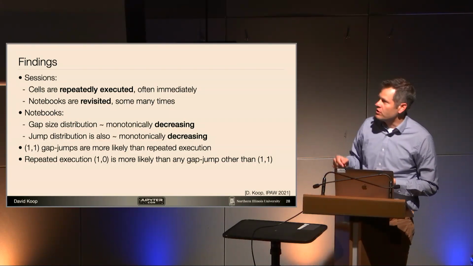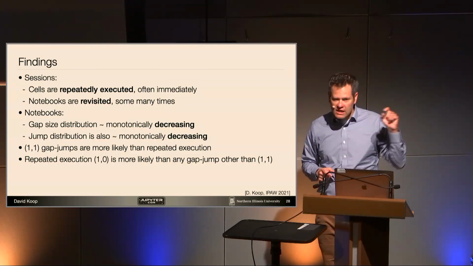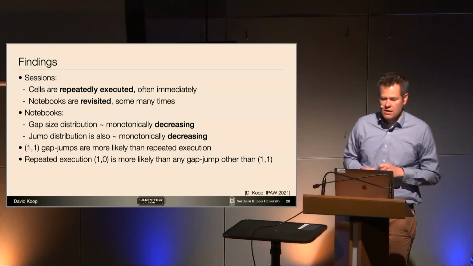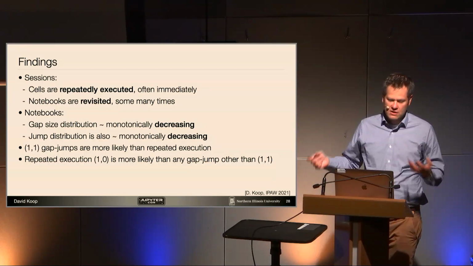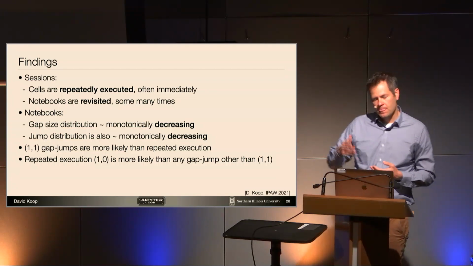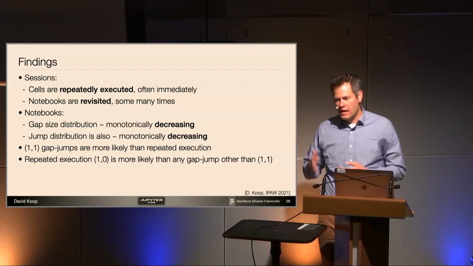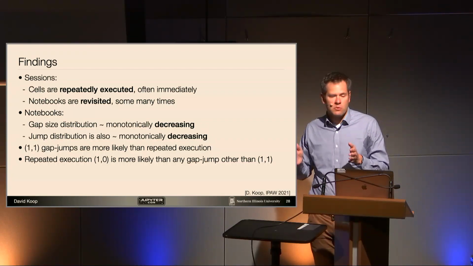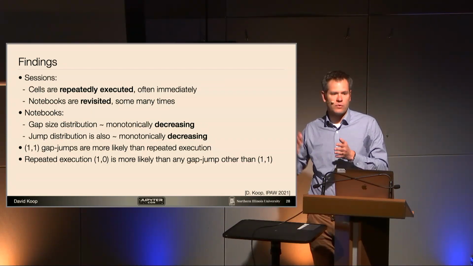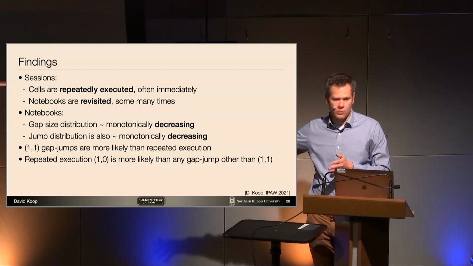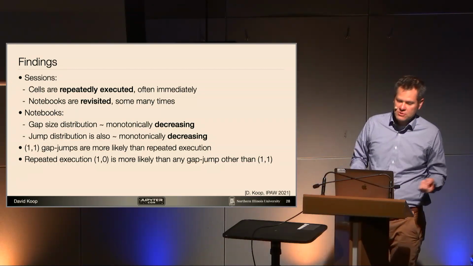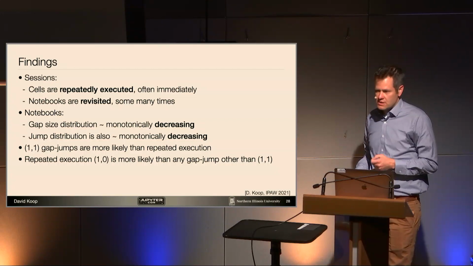If we look at the notebooks, we can look at these gaps and jumps, looking at those execution counts. And what you see is basically the pattern you would expect. Most of the time, you see the consecutive numbering, 4, 5, 6. And the gaps get less frequent as you go. So 4 to 6 is more frequent than 4 to 7, which is more frequent than 4 to 245. The gap distribution is also monotonically decreasing.